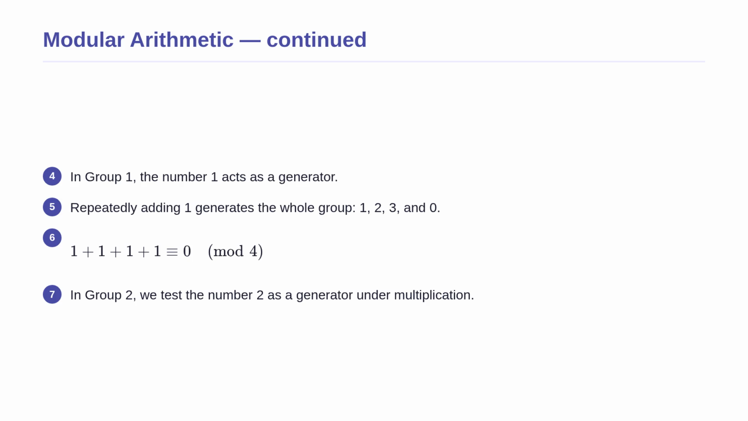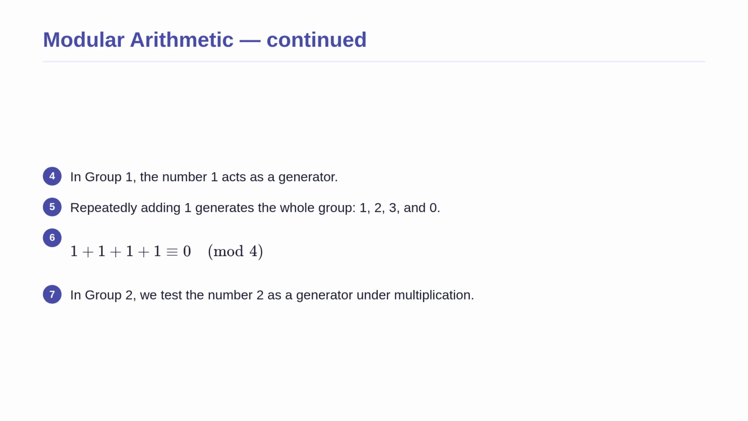Continuing with our modular arithmetic groups, let us find the generator for the first group. The number 1 acts as a perfect generator here. If we repeatedly add 1 to itself, we generate all the elements of the group: 1, 2, 3, and finally 0 when we reach 4. This happens because we are using clock arithmetic, modulo 4, meaning the numbers wrap around after reaching 3.